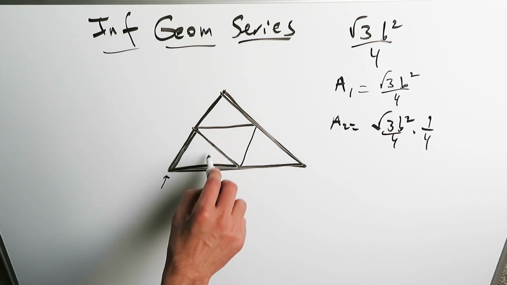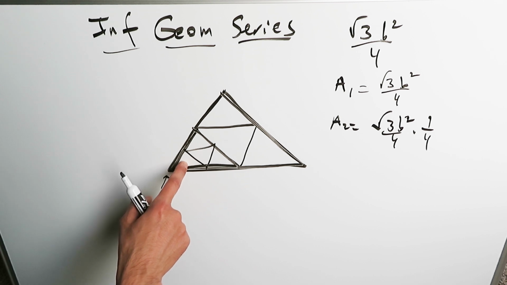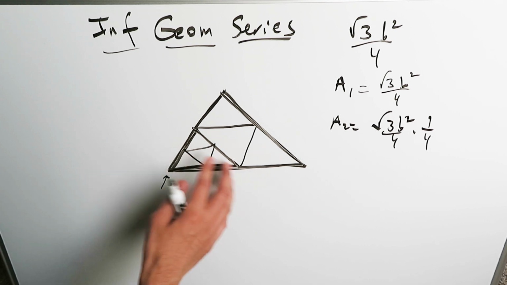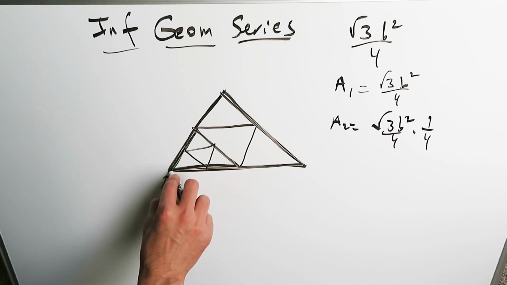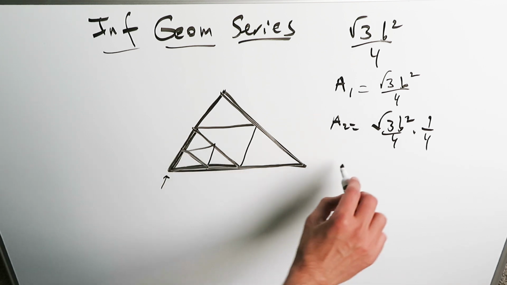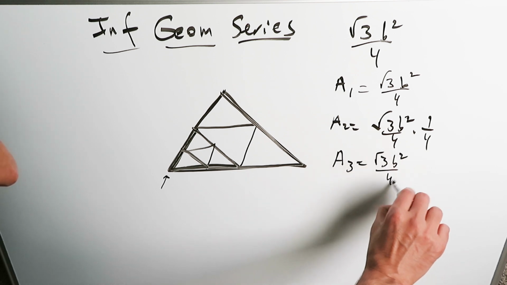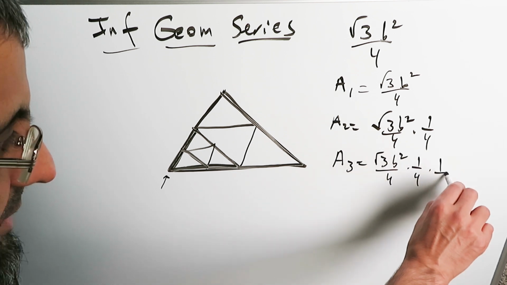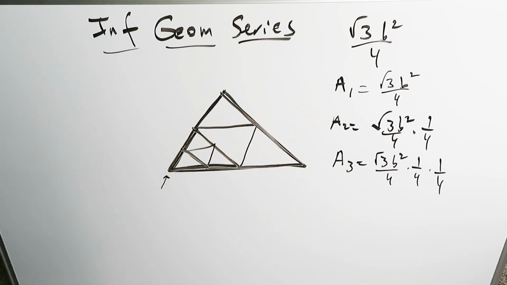Now let's do another split. When I split it, I've generated this other triangle, and that's what I'm focusing on. Everything has been split again into a bunch of other triangles, all equal. This is my third round, and I'm focusing again on this corner triangle. The area of that would be root 3 B squared over 4 times 1 over 4 times another 1 over 4, because the original was split into 4, and that has been split again into another 4.